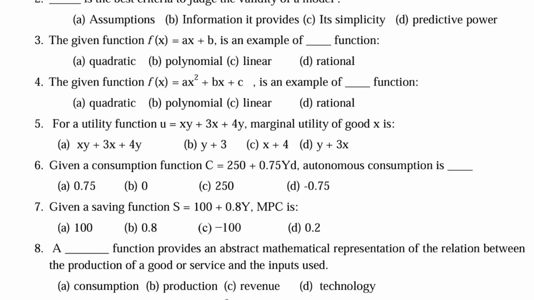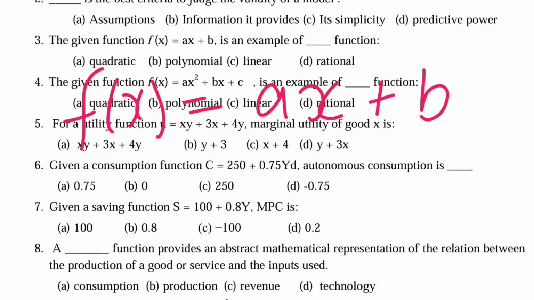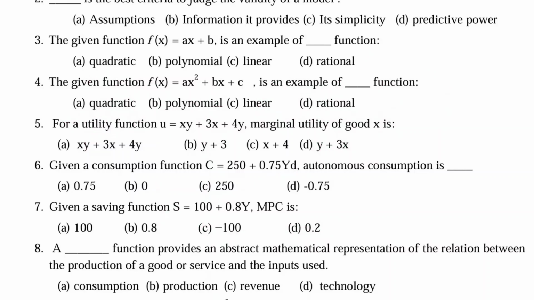In this video, we will solve some of the questions on mathematical economics. The first question is, the function f of x is equal to ax plus b is an example of, options are quadratic, polynomial, linear, or rational. So we have the function f of x is equal to ax plus b. Since the exponent of the variable here is 1, we say it is a linear function. It will look like this, where b is the intercept here.